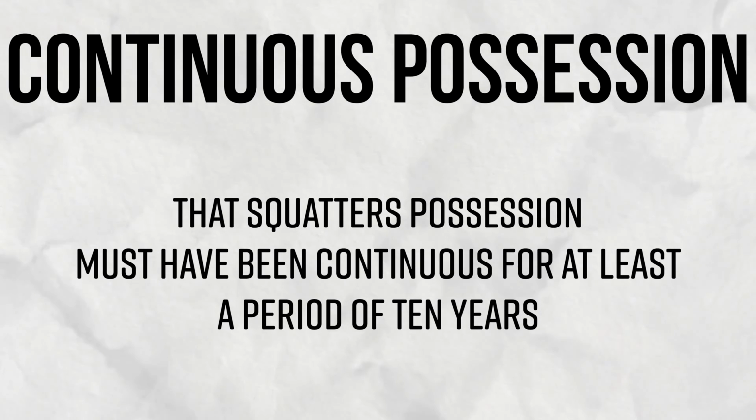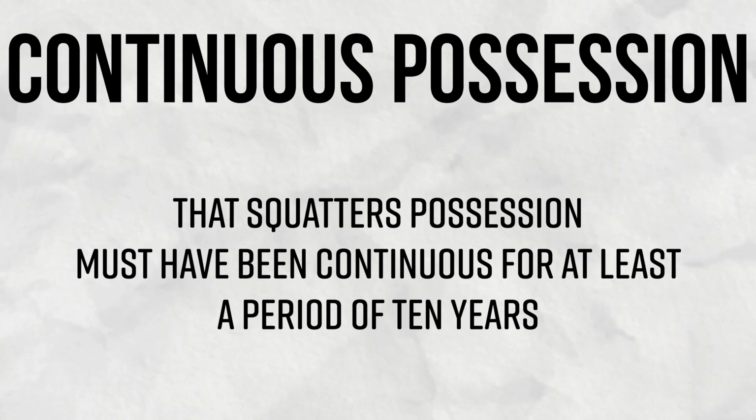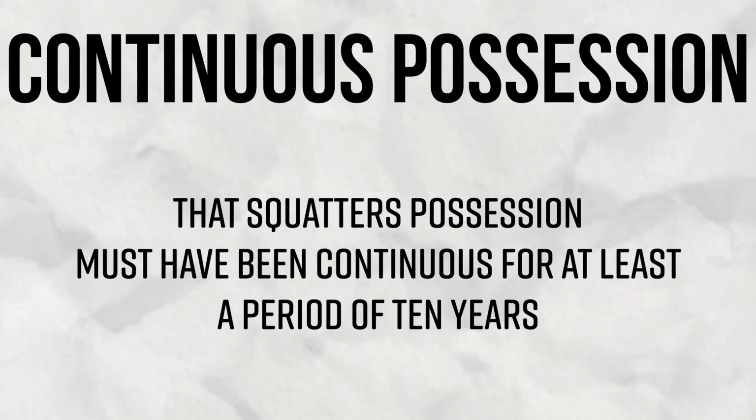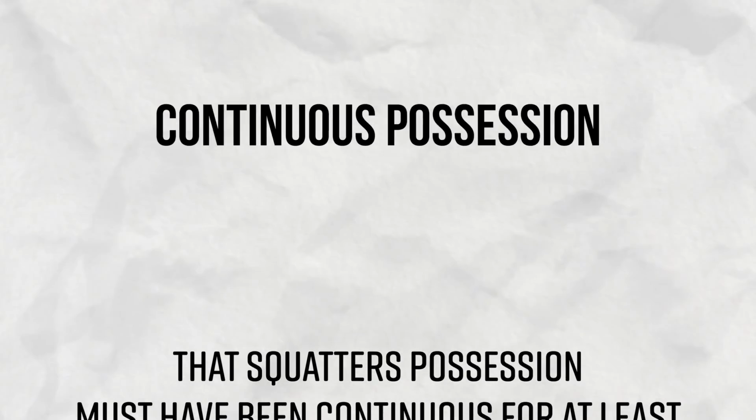And finally, we have the continuous possession, which is a squatter's possession must have been continuous for the state's entire statutory period, which, as we discussed, is that 10 years here in South Carolina. And that 10 years must be unbroken by periods of absence from the property. It's not saying they can't go to the store and come back, but they can't leave for a year and then come back and claim it again.